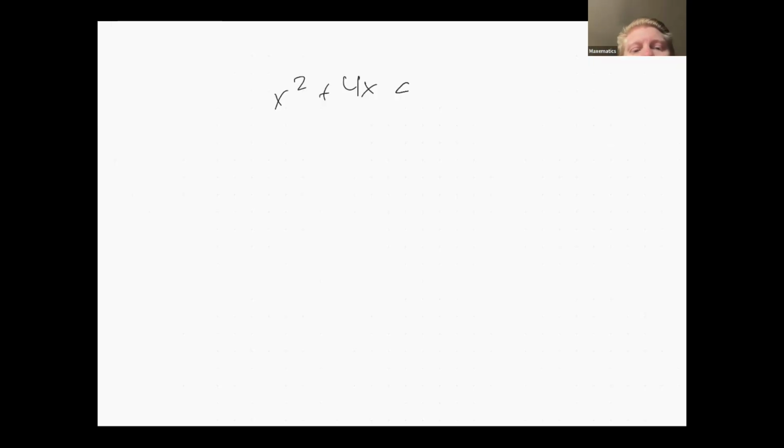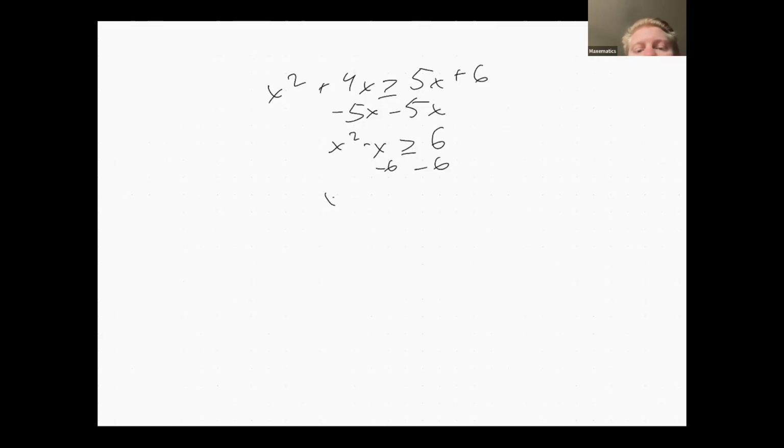Okay, so here we are on the whiteboard. Let's do x squared plus 4x greater than or equal to 5x plus 6. Step one, we need to get 0 on one side. So let's start by subtracting 5x. 4x minus 5x is negative x. Let's then subtract 6. x squared minus x minus 6 greater than or equal to 0. This side we can factor as (x minus 3)(x plus 2).